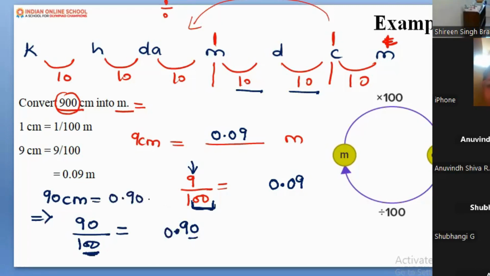And one more interesting thing, whenever we are talking about decimals, we can't read the number like 90. We have to read it like 0.90, correct. We can't read it like 0.19. I need to read it like 19. Got it?